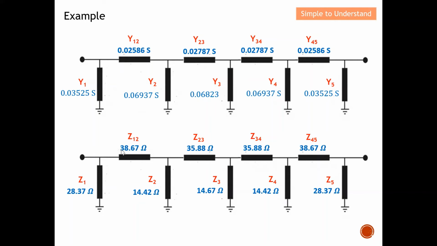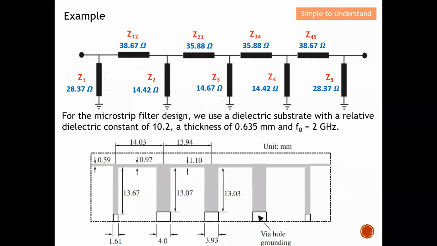So next, I'm ready to obtain the W and the length of the microstrip line. How can I do this? This is what I have shown you earlier on. I got all the impedance values, and I also know the length of the microstrip line, which is a quarter wavelength, in order to achieve this bandpass filter. For this particular filter design, I am going to use a dielectric constant of 10.2, with a thickness of 0.635 mm, and also this will be the center frequency.